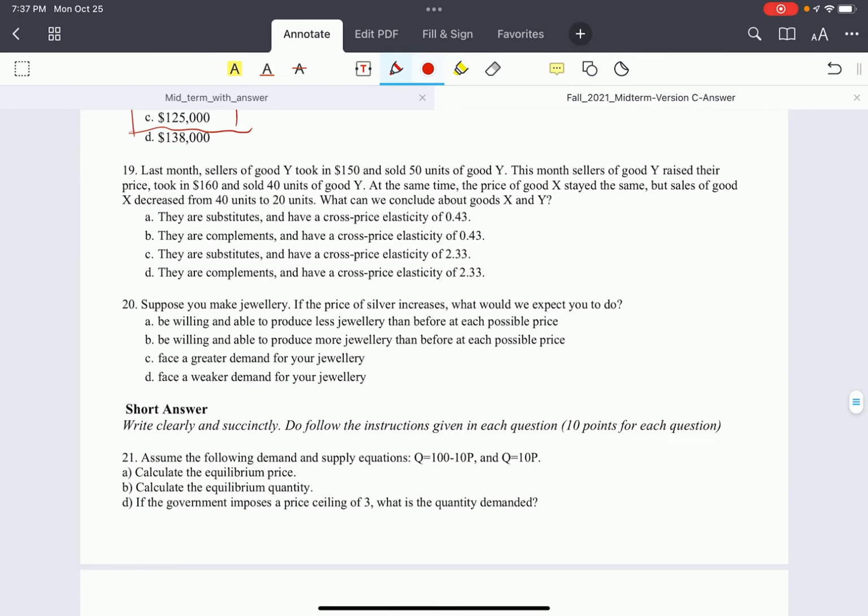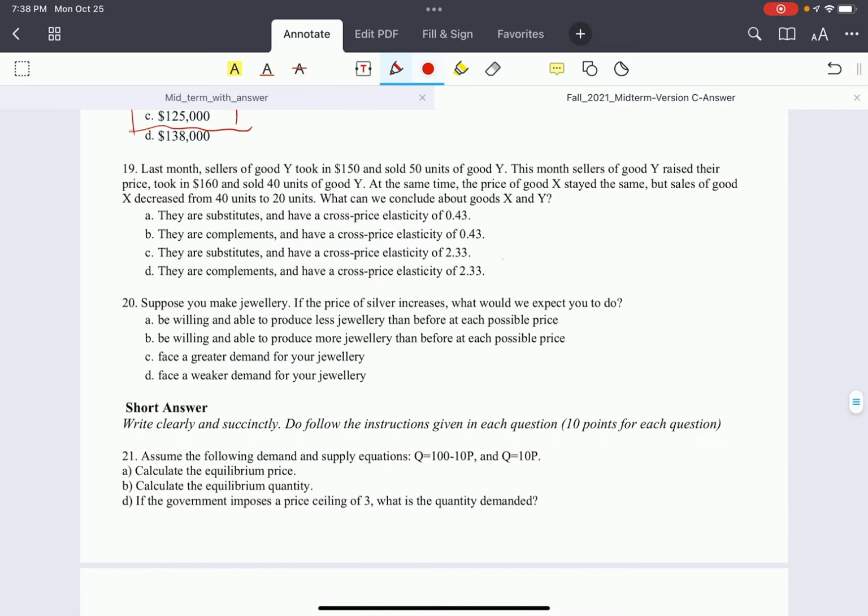Okay, 19th. Last month, sellers of good Y took in $150 and sold 50 units of Y. This month, sellers of good Y raised the price, took in 160 and sold 40 units of Y. At the same time, the price of good X stayed the same, but sales of good X decreased from 40 units to 20 units. What can we conclude about good Y and X? So here we're looking at calculating the cross price elasticity. And what we will do is, again, use the midpoint method.